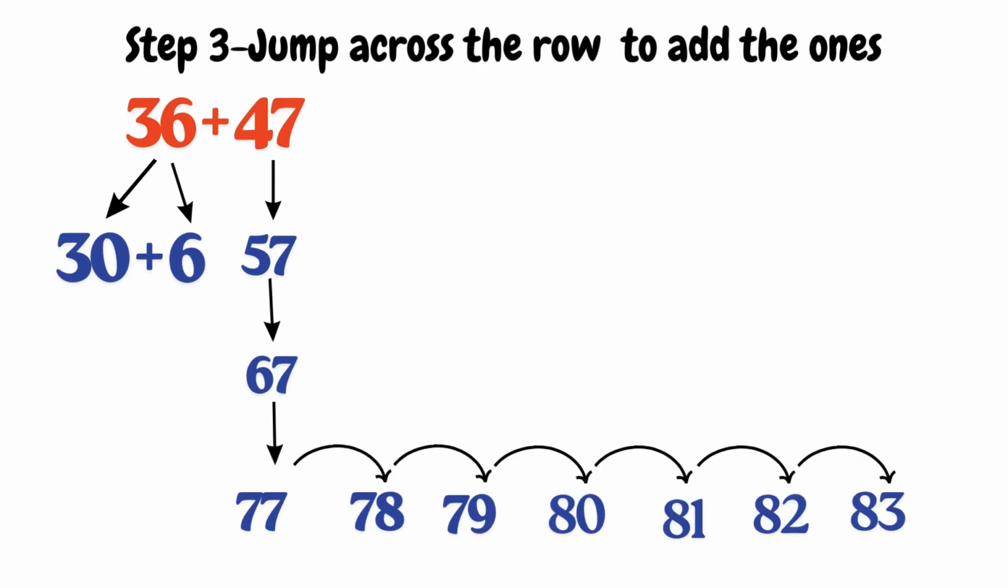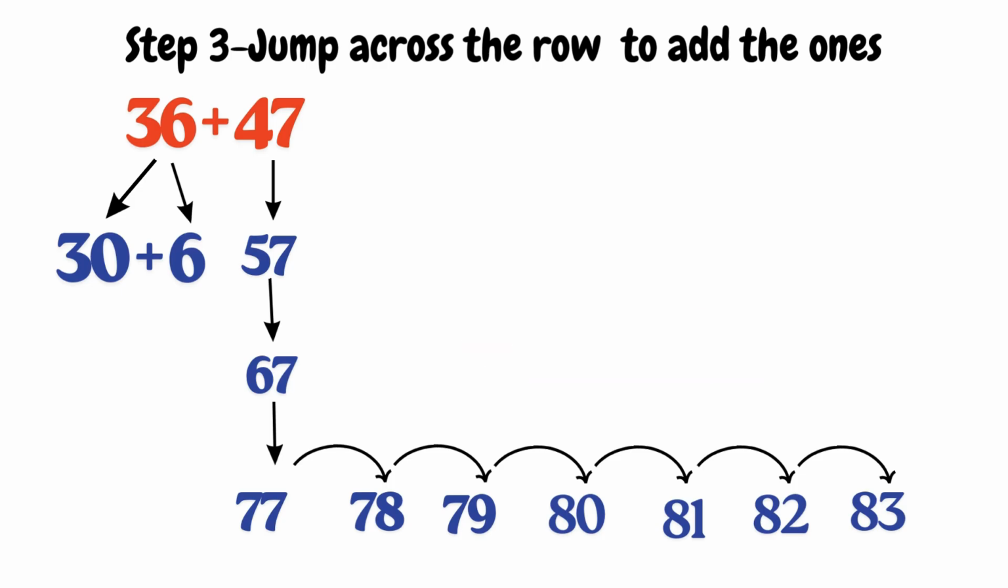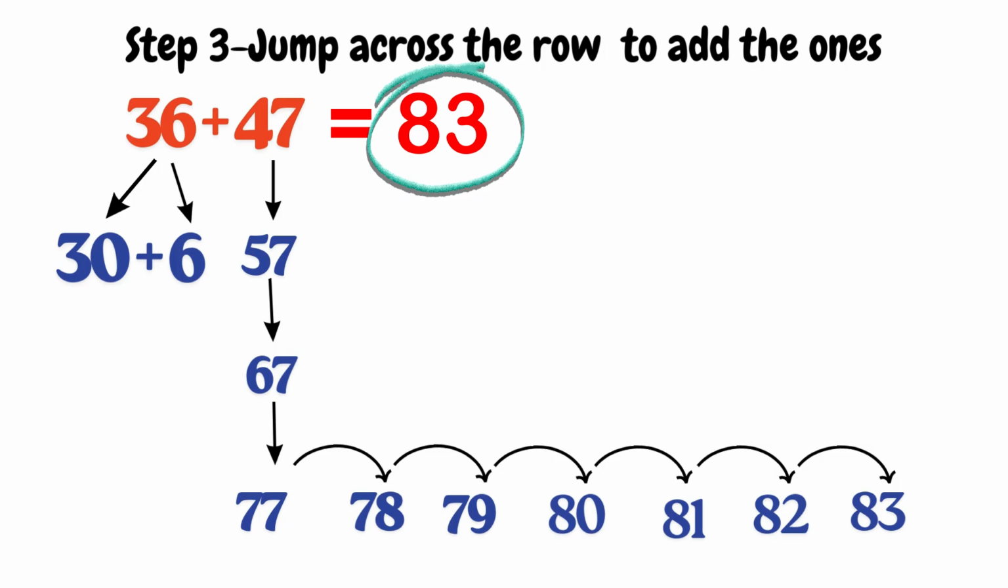Third step, add the ones by jumping across in the row. So from 77, you have to take 6 jumps. In each jump the number is increased by 1. 77 becomes 78, 79, 80, 81, 82, and in the sixth jump 83. So the final answer is 83.